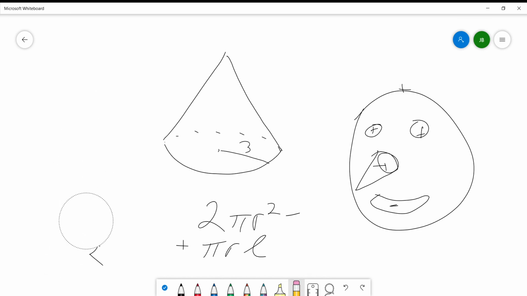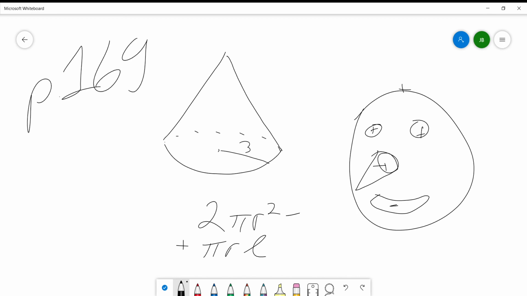So that's probably one of the ways page 169 is going to be less than helpful. 169 is not going to be helpful when you have to think more creatively about composite solids, or about things that are open on one end, or when you're dealing with the curved surfaces of a cylinder or a cone, stuff like that.